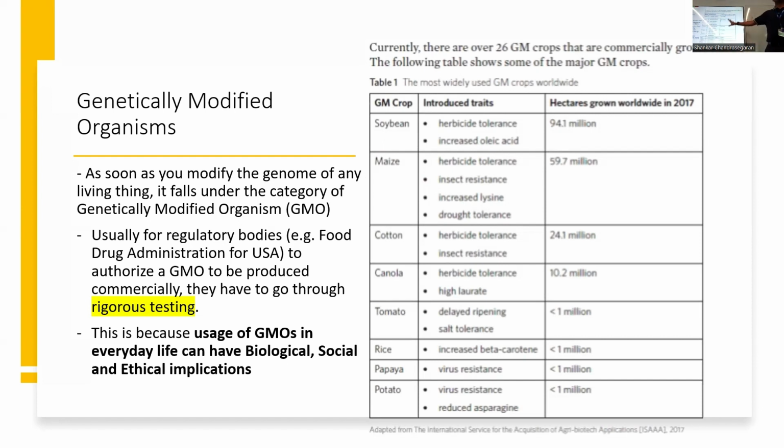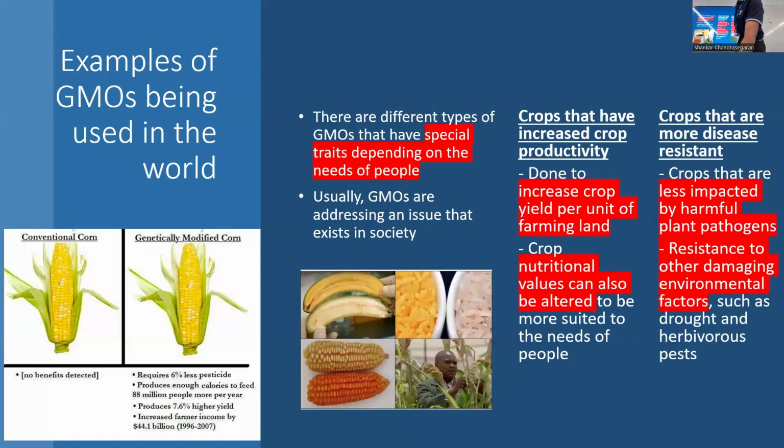Every modification we do is going to be because it leads to a benefit for society. That's why we would even do the thing in the first place. No one makes a genetically modified organism for the heck of it. There has to be a benefit, unless it's specifically for commercial purposes, like making glow-in-the-dark zebrafish, or research purposes. This is because usage of GMOs in everyday life can have biological, social, and ethical implications.